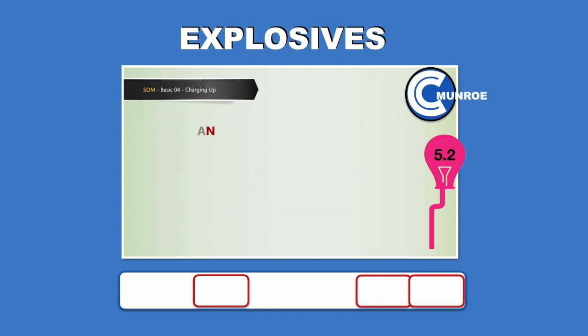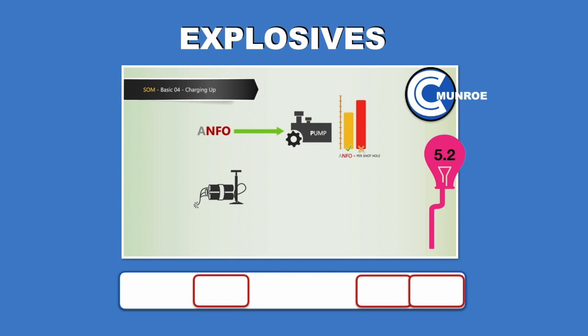When using ANFO, we must use the correct pump. This pump will measure the correct amount of ANFO to be used per shot hole. With pumpable explosives, we always have to take into account the amount of swelling and expansion that will take place during the gassing process. Pumpable explosives swell 25% during the gassing process.